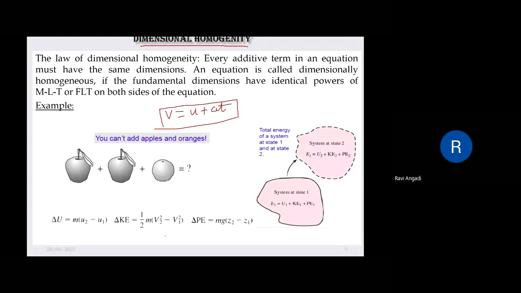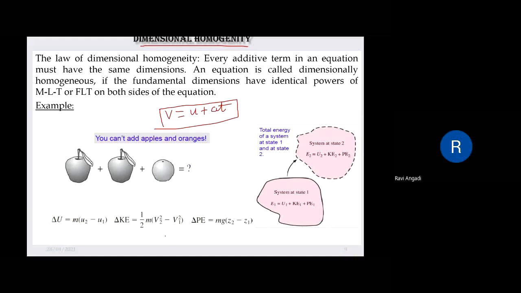See, dimensional homogeneity is very important. So what are the advantages of this dimensional homogeneity? If you want to check the correctness of any equation, whether the equation is right or wrong, you can say so by writing the dimensions of that equation's quantities. So here I have taken one example. Just look at the example given here.